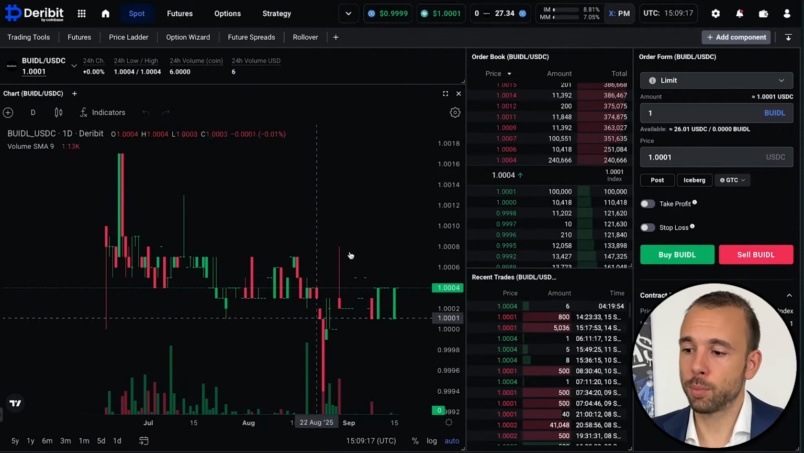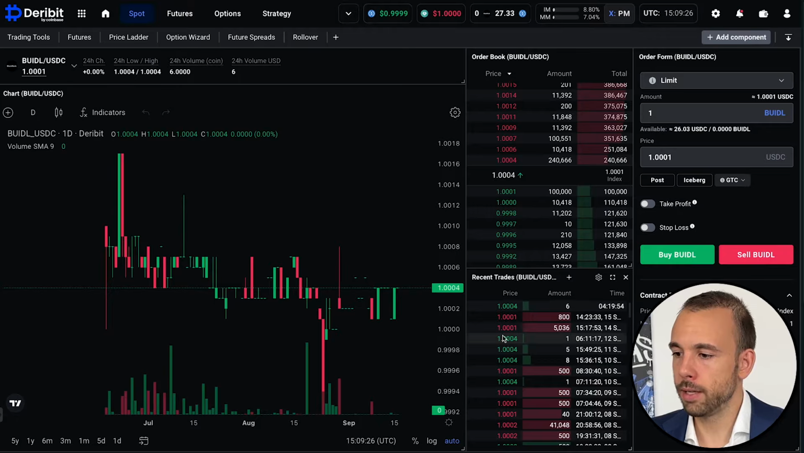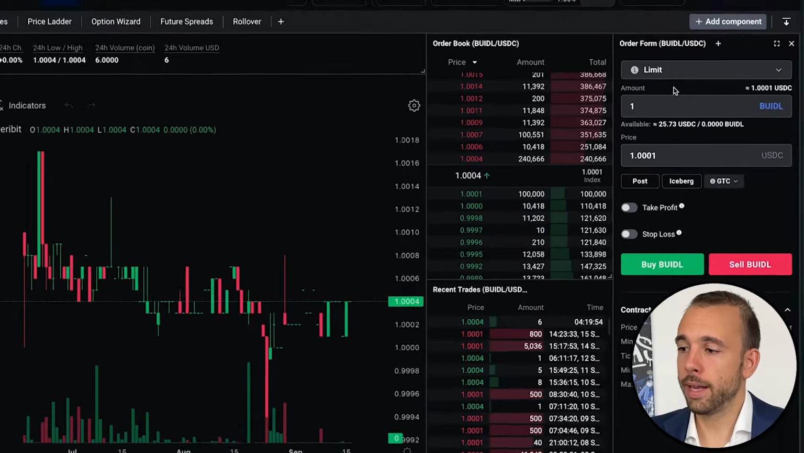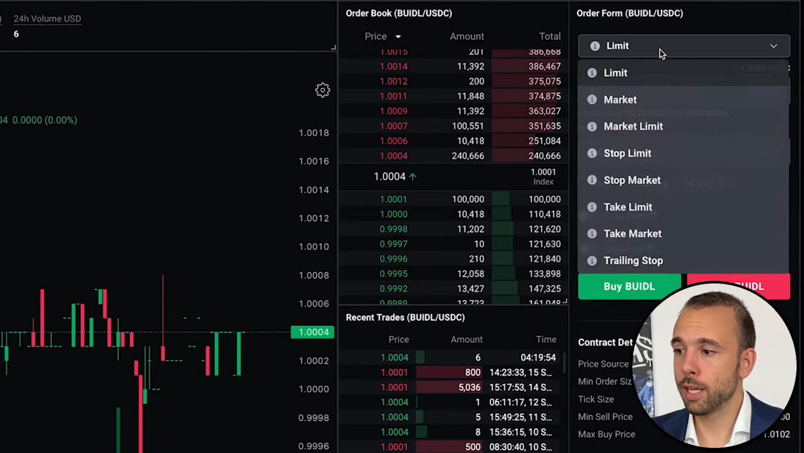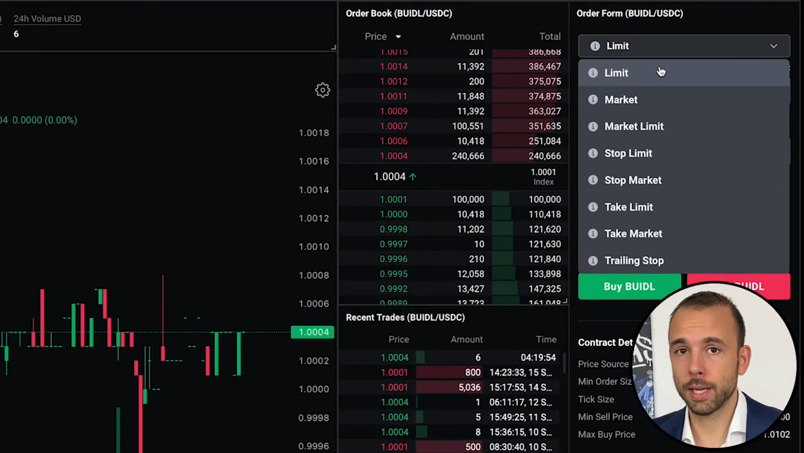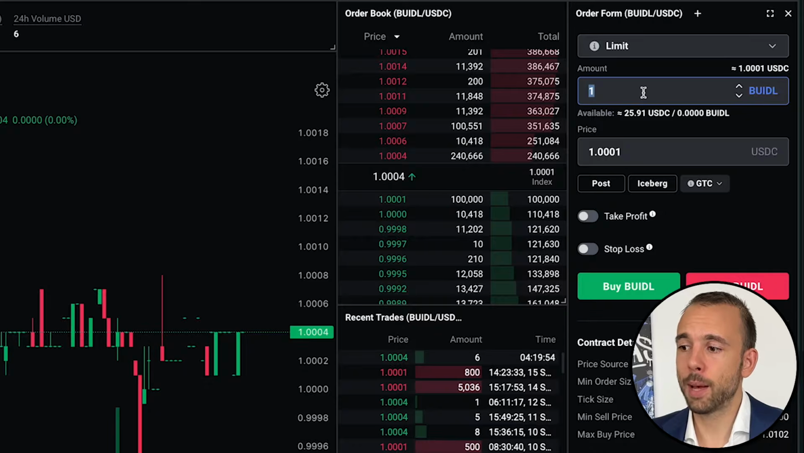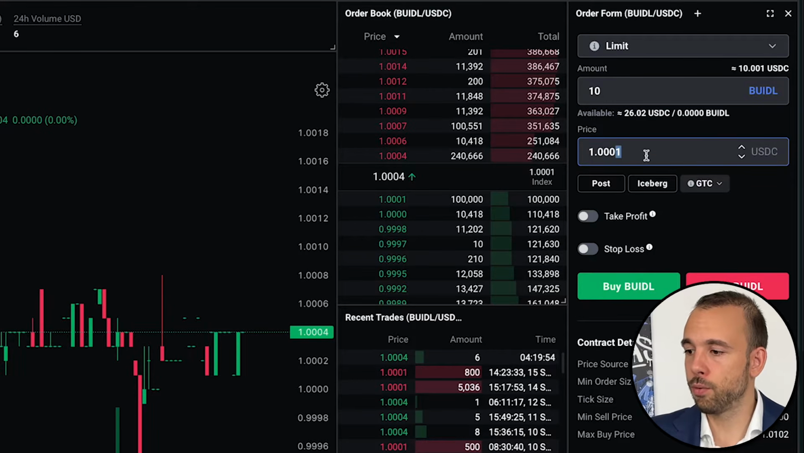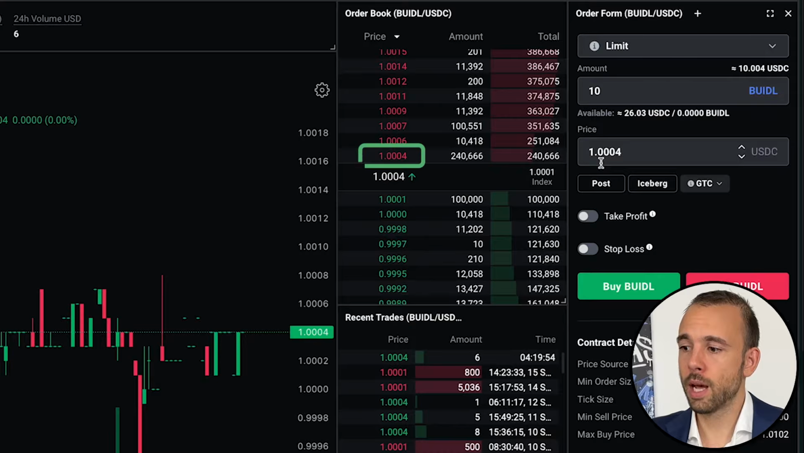So here I can see the price graph, all the recent trades, and also the order book. And here I can place the trade. So I can use the different types of orders that I would like to trade. For example, we can select the limit order, place the amount that we would like to buy. For example, I would like to buy 10 BUIDL at the price of 1.0004 USDC, because right now this is the best ask price at which I can immediately buy BUIDL.